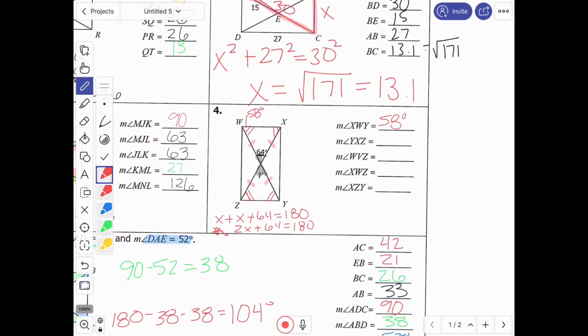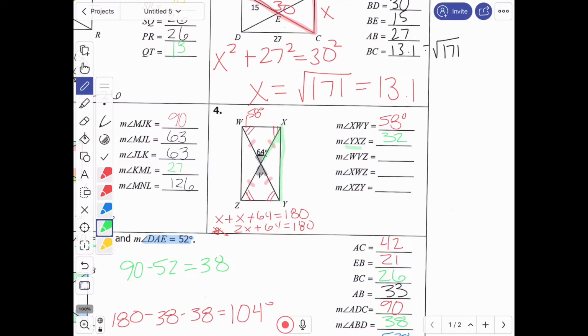The next angle I'm finding is angle YXZ. YXZ would be this guy down here. Okay, so if I look at, get my pointer, this angle would be 58, this green angle that I'm trying to find, those have to add up to 90 degrees to make that right angle in my rectangle. So I'm going to take 90 minus 58, and that's how I get 32. Okay?